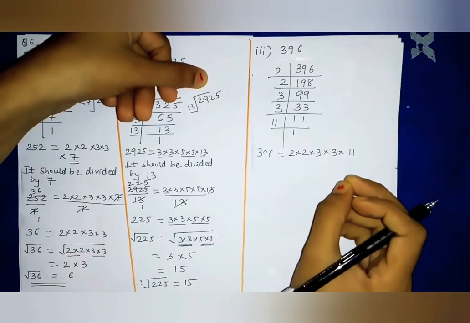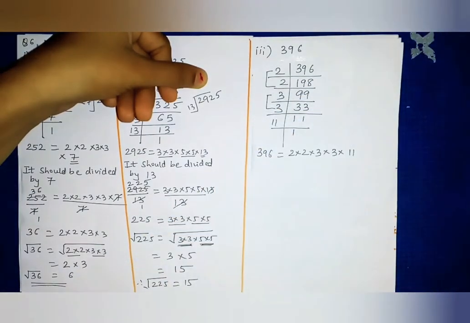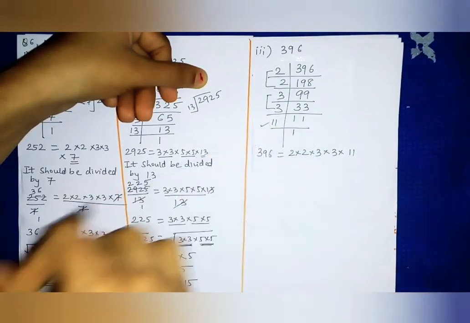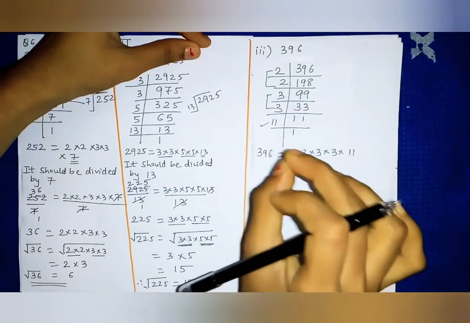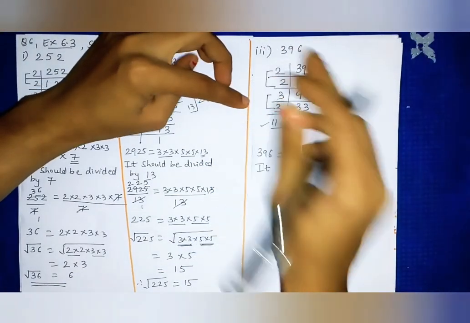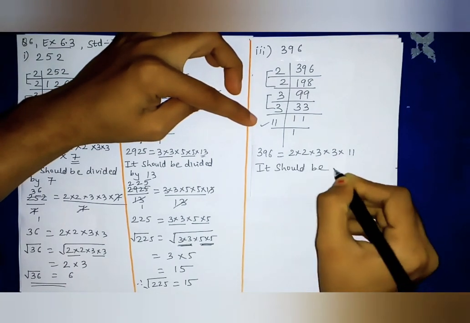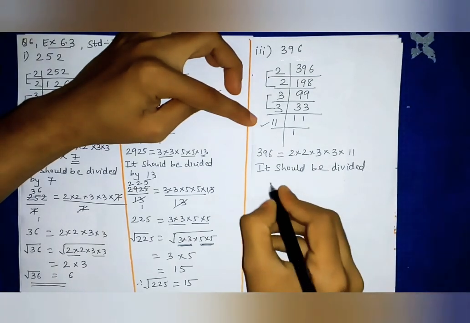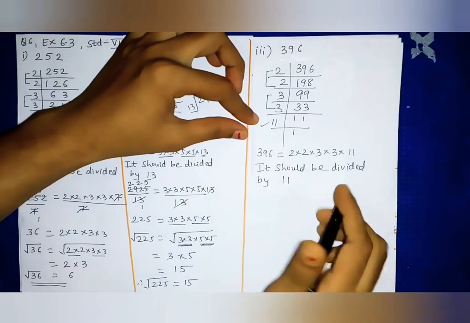Okay, now as you can see, this 2 is 2 times, 3 is 2 times, but this 11 is only 1 time. So this 11 should be removed. Okay, so we have to divide by 11. So write down that it should be divided by 11. So this number, this 396, we have to divide by 11. So now we will divide by 11 on both the sides.